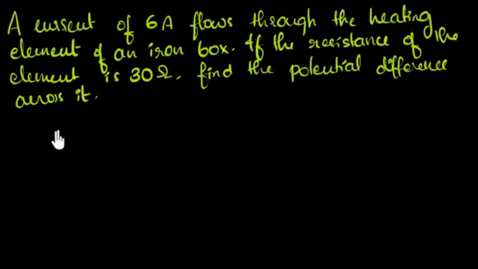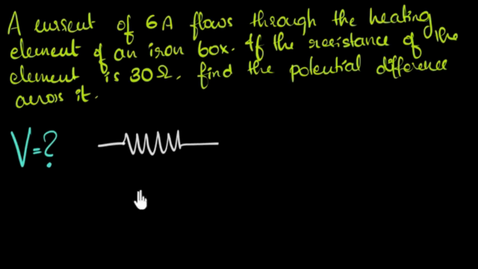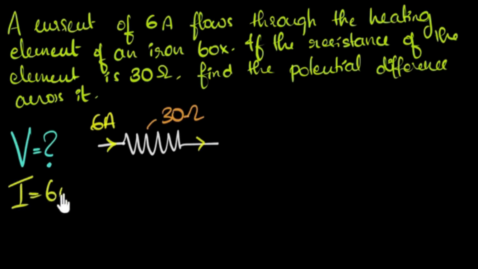Alright, let's do it. We are asked to find the potential difference across the element. So potential difference is what we need to find, V. And what we are given is the current of 6 amps flows through the heating element. So let's say this is our heating element. I'm just going to draw it as a resistor. The current through it is 6 amps. And we are given the resistance of the element is 30 ohms. So this is 30 ohms. So I is given to be 6 amps and R is given to be 30 ohms.